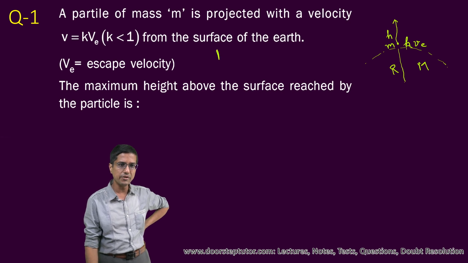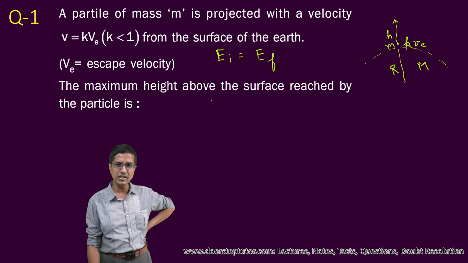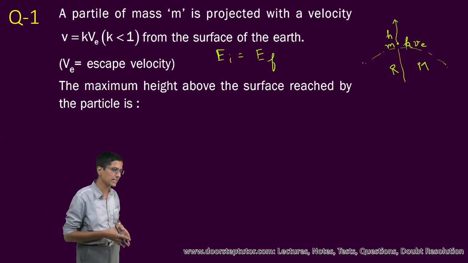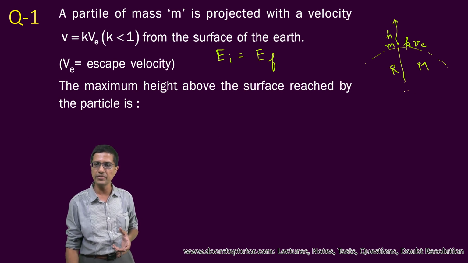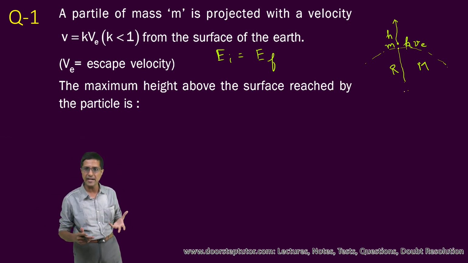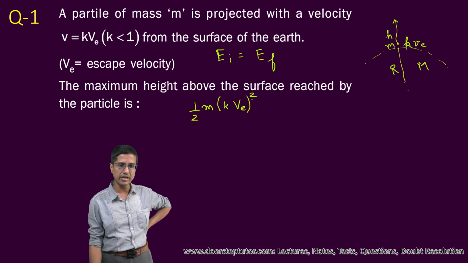So we know that the energy of the particle should actually be conserved. So initial energy should be equal to final energy. What is the initial energy? Initial energy is composed of 2 components. One is the initial potential energy, which is because it is at a distance of r from the center of the Earth, so it has some potential energy due to that. And of course, initial energy also is because of the kinetic energy with which it has been thrown up. So initial energy I can write is first the kinetic energy, that is half m v squared. V is actually equal to k V_E, the whole squared.